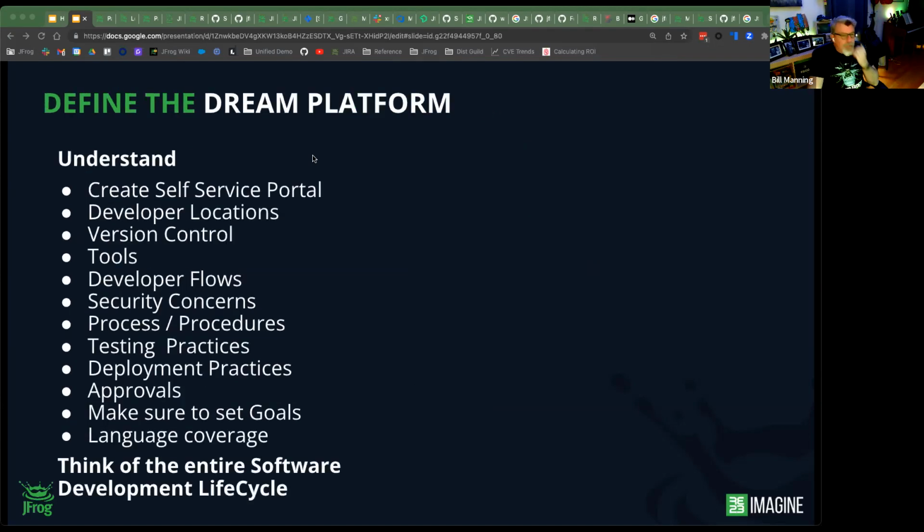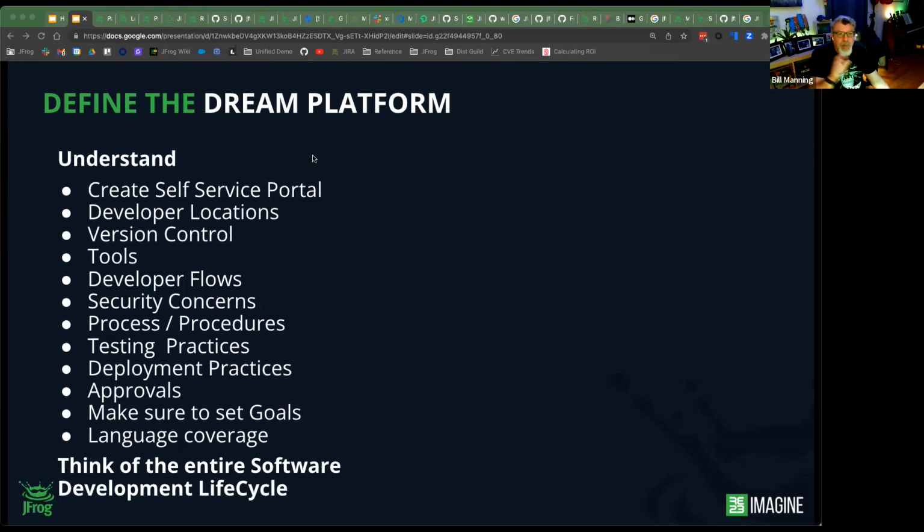So understanding that, you need to start defining the platform of your dreams, right? How are you going to create the self portal? Look at how many developers you have and the locations they have, because you might have more global aspects. How are you handling things like version control, tools, developer workflows, security concerns? All these pieces, you need to think of the entire life cycle, not just a single piece behind it, right? Make sure that you have everything that covers what it needs to be.